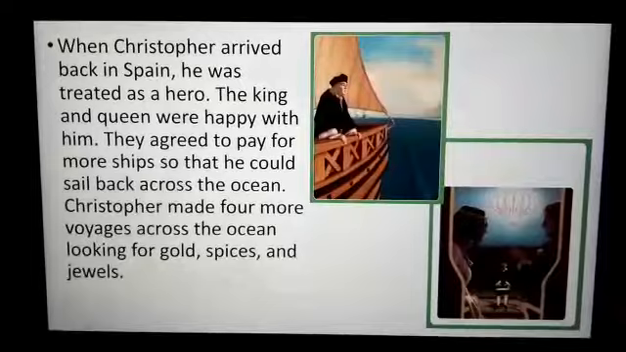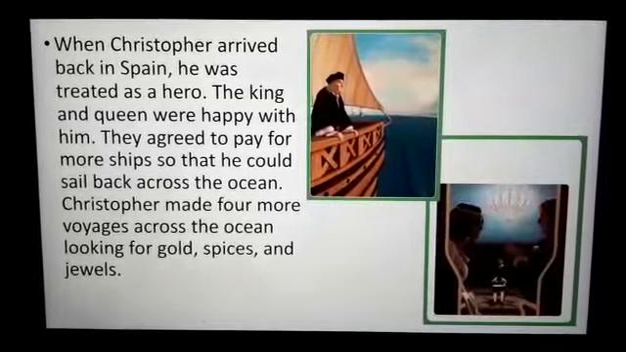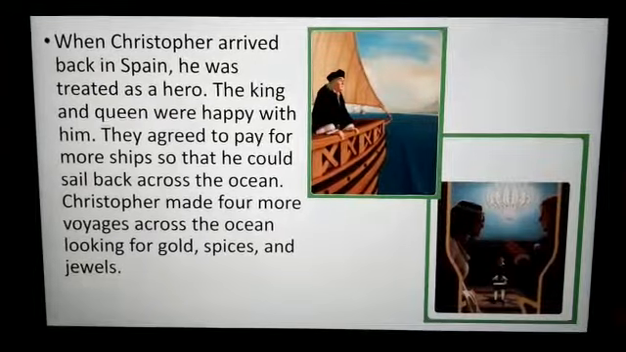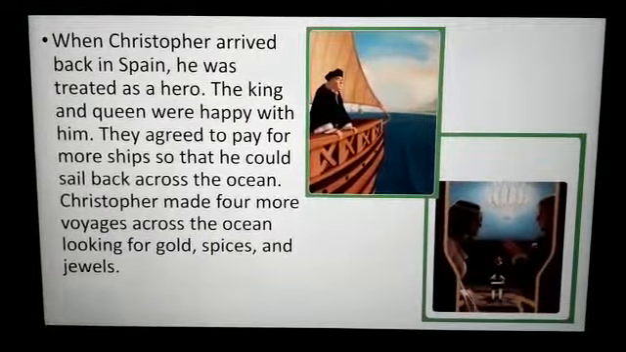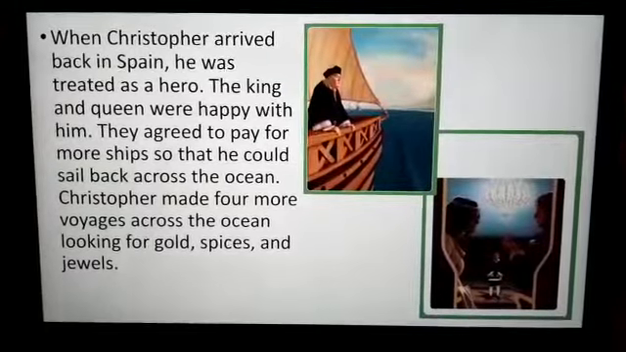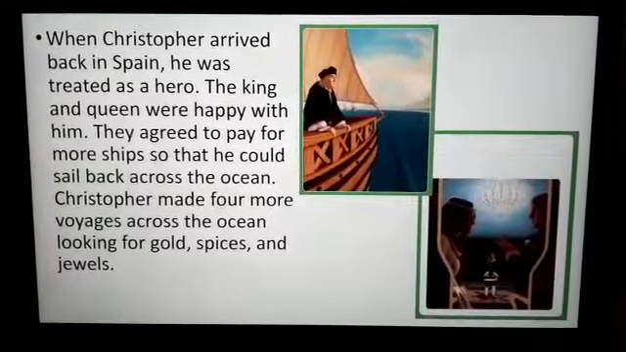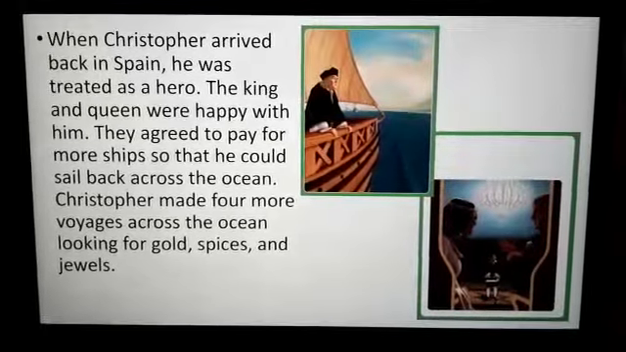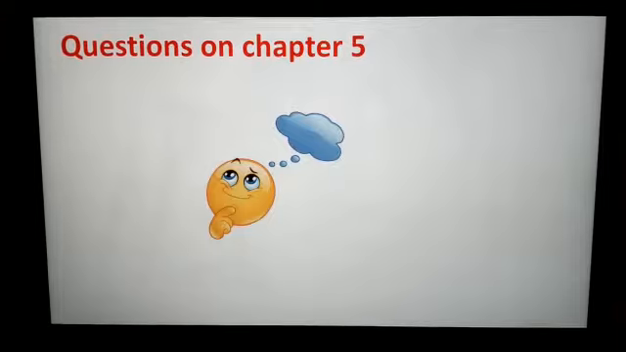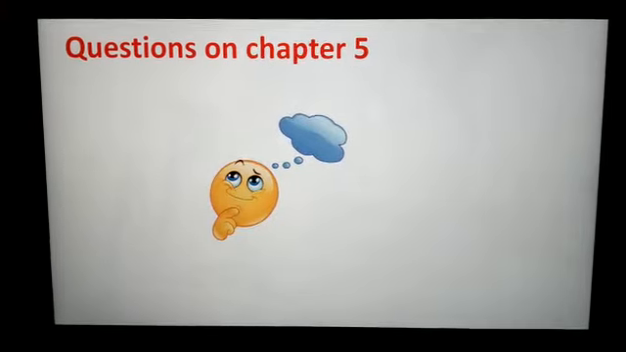When Christopher arrived back in Spain, he was treated as a hero. The king and queen were happy with him. They agreed to pay for more ships so that he could sail back across the ocean. Christopher made 4 more voyages across the ocean looking for gold, spices, and jewels. So again, pause the video and generate some questions on chapter 5.